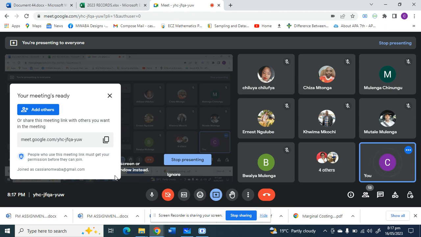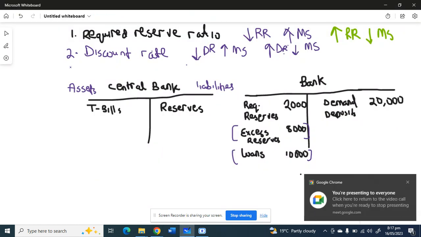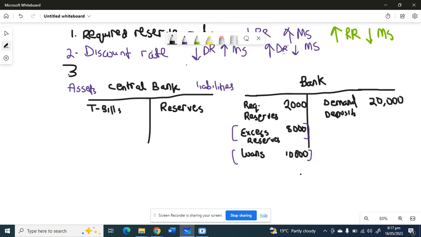Then the third tool for monetary policy is open market operations. The central bank and commercial banks deal in treasury bills. Treasury bills are just short term government loans. These are risk free. So open market operations include the selling and purchasing of these treasury bills.